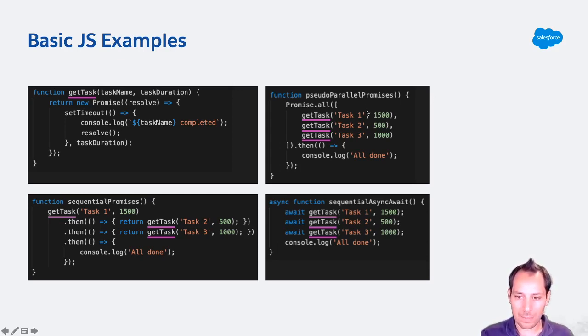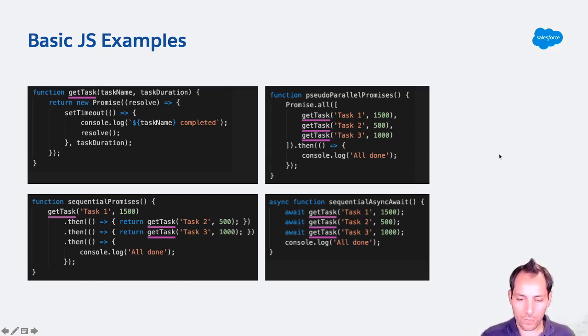So for example, in this particular case, what we would see in terms of console output would be task 2 completed, task 3 completed, then task 1 completed, and finally all done. The then call that is chained to promise.all will only resolve when all the promises in the array are resolved themselves. So this is how you can use more advanced features from promises in async await.